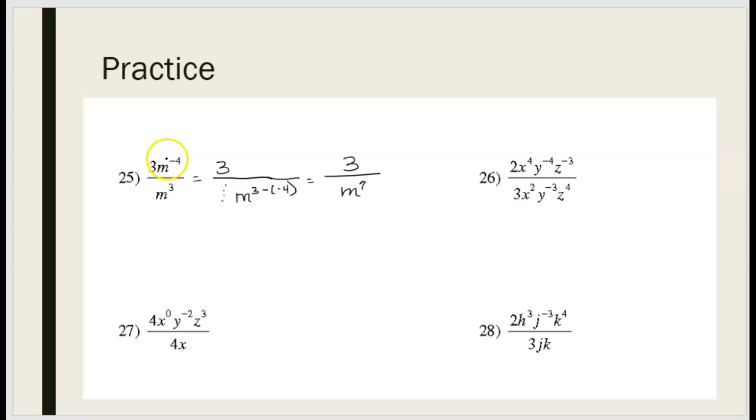The other way you can think about this is that m to the negative 4, the negative means the m to the 4, all 4 of these m's are going to go live in the other level. So now I have 7 m's living downstairs. So either way you think of it, you get the same thing. Okay, go ahead and work number 26. We'll check when you get back.